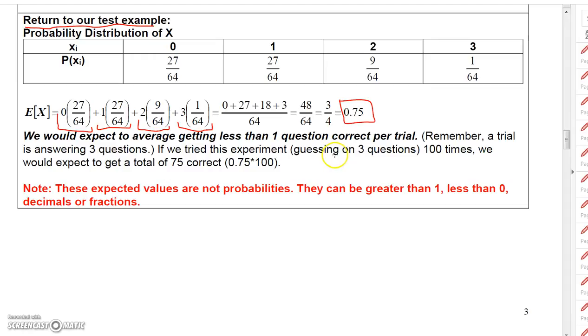So in other words, we would average getting 3/4 of a question correct. And so remember, a trial would be to answer all 3 questions.